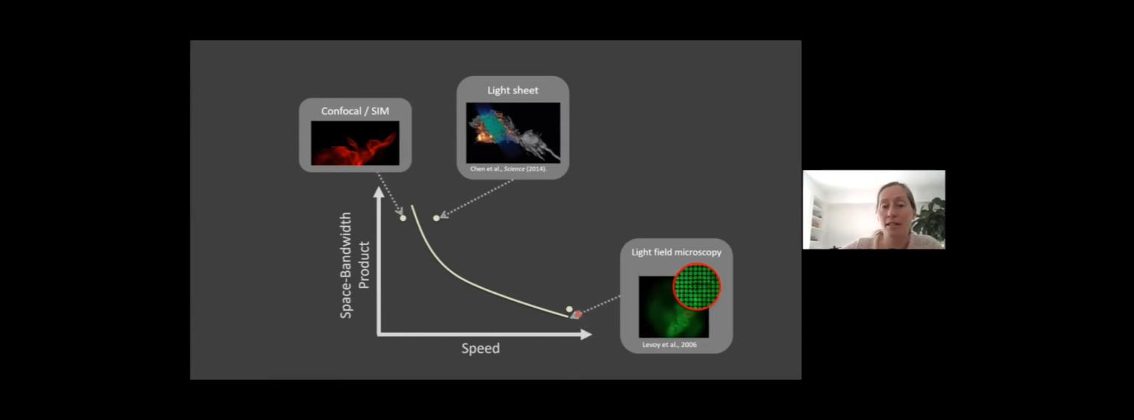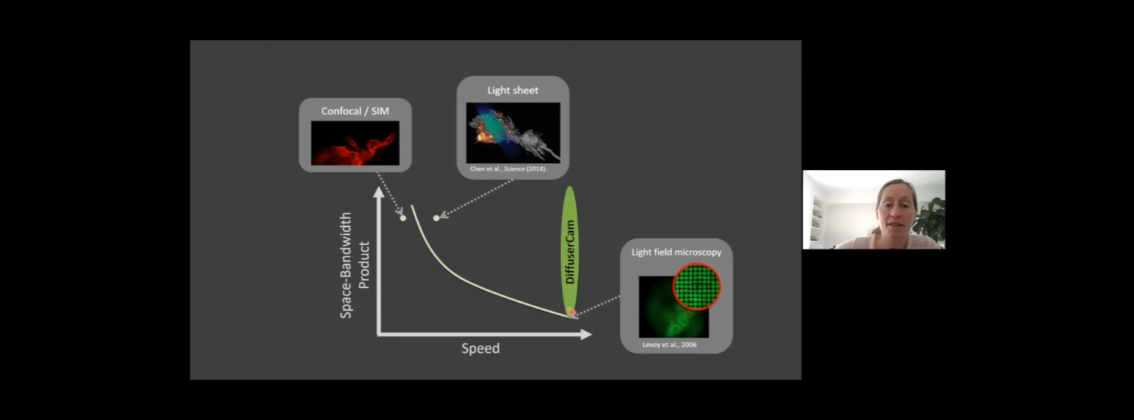Light field microscopy was exciting for a while because it could do single shot 3D imaging, but it did so at drastically reduced resolution. So their space bandwidth product was very low. And the reason you use a microscope is to get higher resolution, so in a lot of situations it wasn't worth it to give that up.